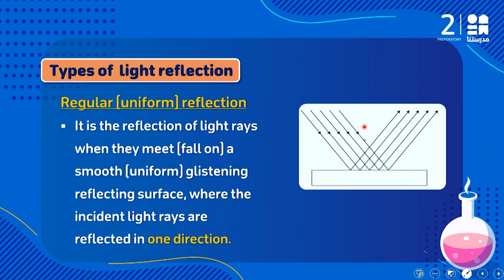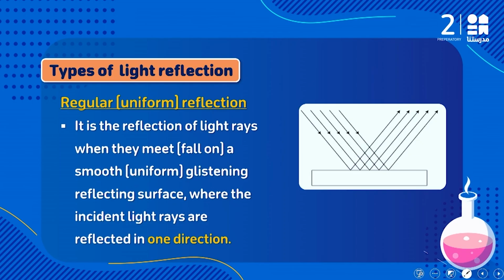As we see here in this picture, the arrows represent the incident light rays. Incident means they are light rays falling on the reflecting surface. What is going to happen when they hit this smooth, shiny surface? They are going to reflect again, bounce back, or rebound. And as we see here, all of them are reflecting in one direction. This is called regular reflection or uniform reflection.